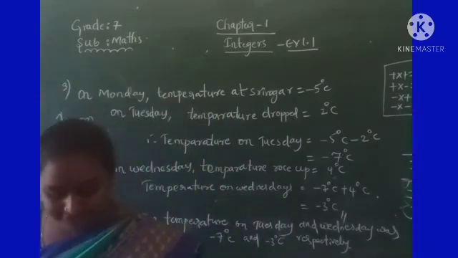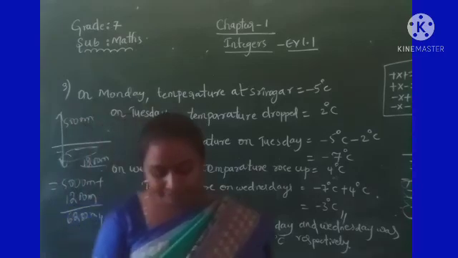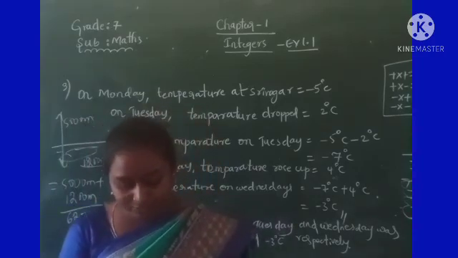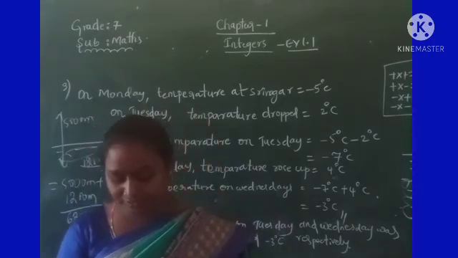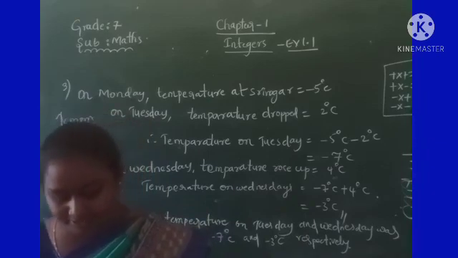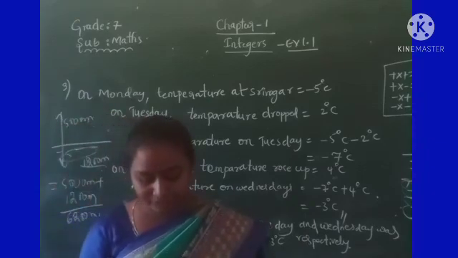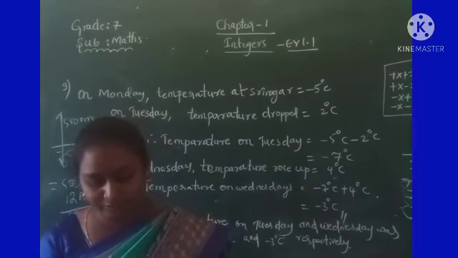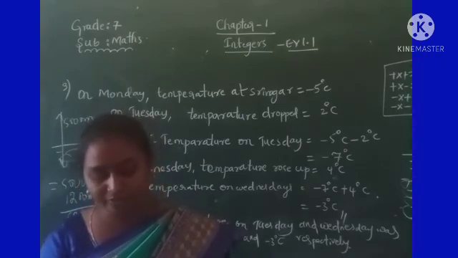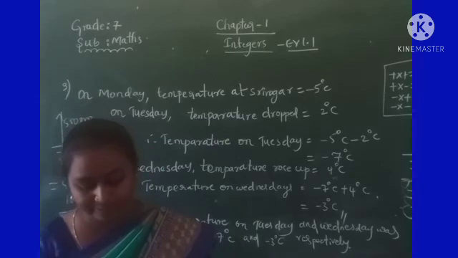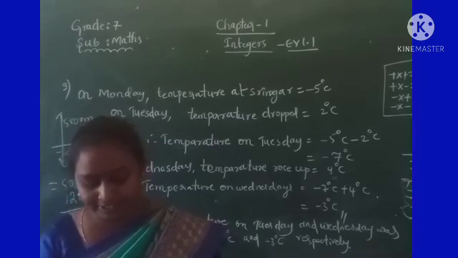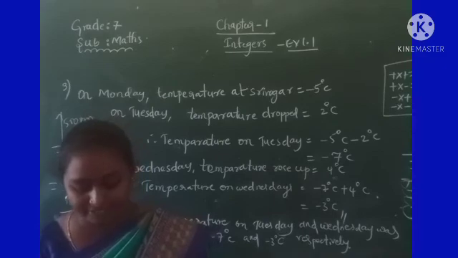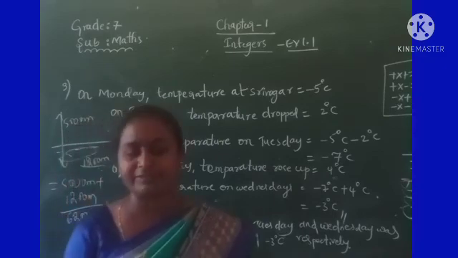And not only that, see the fifth question also. Mohan deposits 2000 rupees in his bank account and withdraws 1642 rupees from it the next day. If the withdrawal of amount from the account is represented by a negative integer, then how will you represent the amount deposited? Find the balance in Mohan's account after withdrawal.